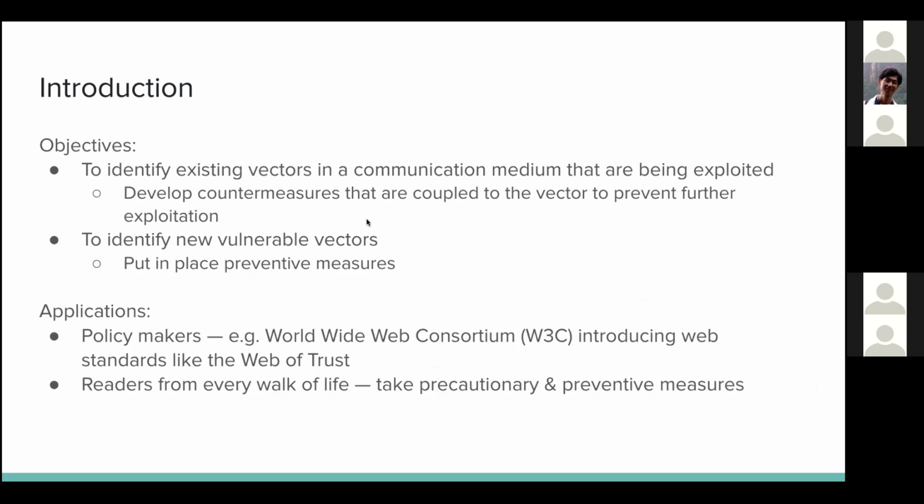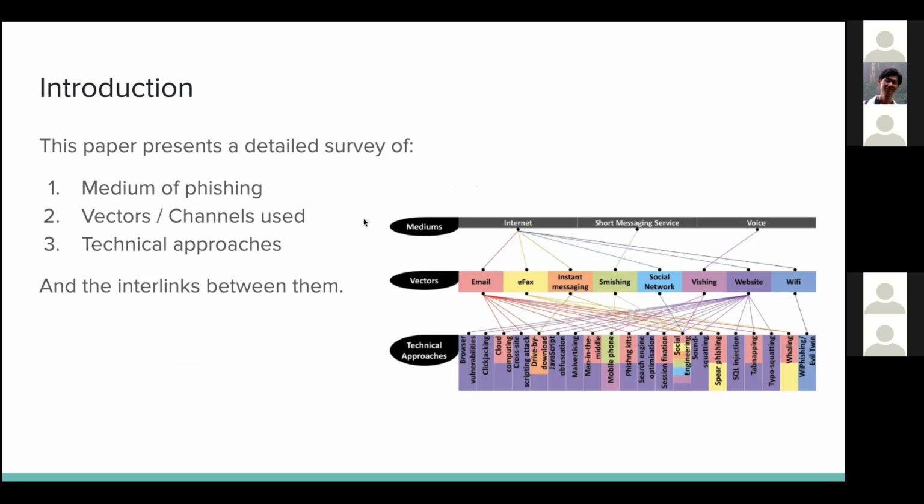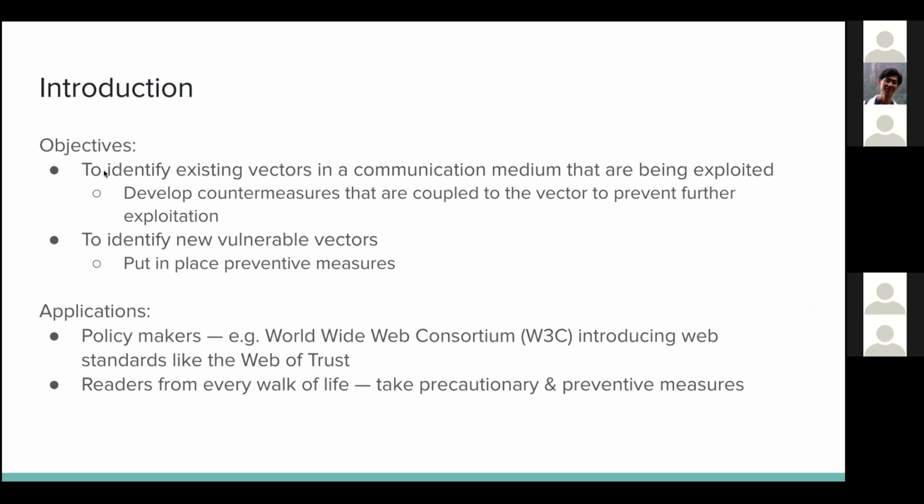existing vectors in the communication medium that are being exploited. So for example, the internet is a medium. So one objective is to see, for the internet, what are some of the risk vectors that phishers can exploit to gain credentials from victims. Then after identifying these vectors, it is then possible to develop countermeasures to prevent these vectors from being exploited further.